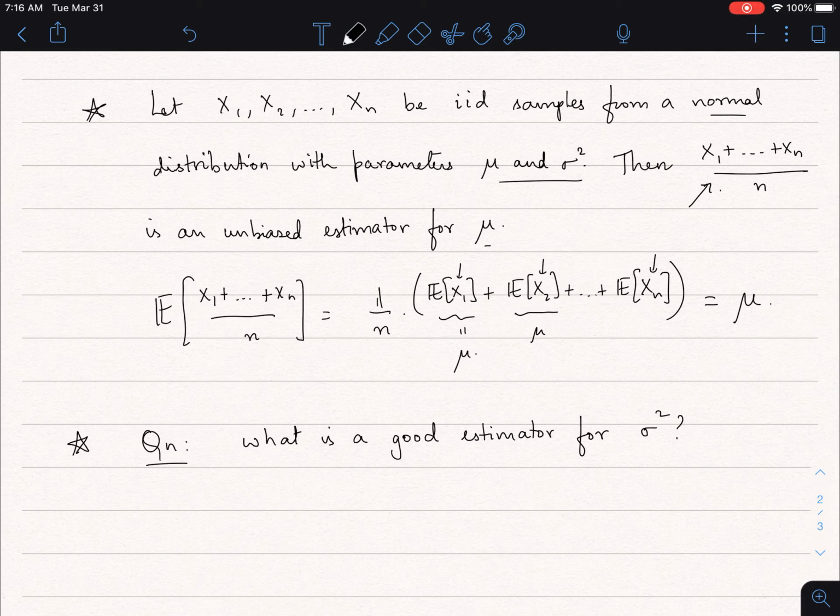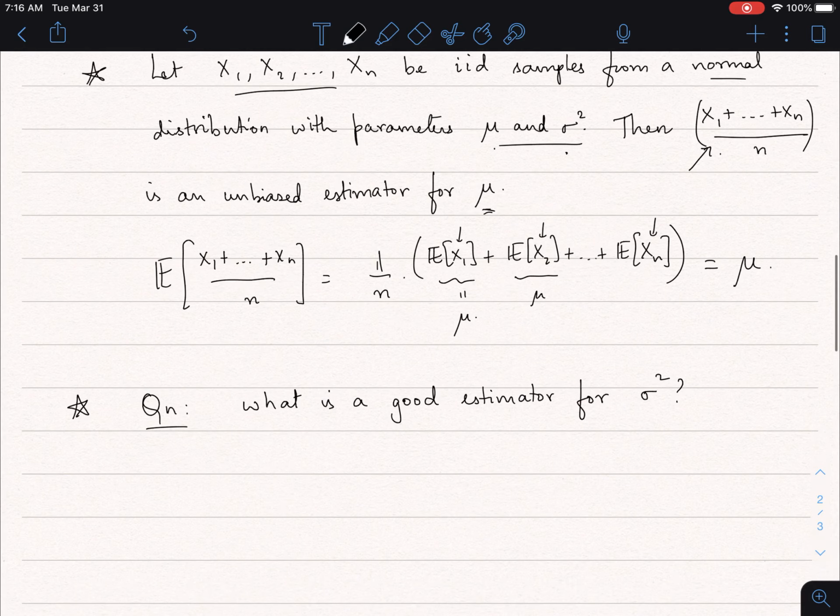Okay, so if you have data from a Gaussian, a Gaussian has two parameters, one is mu and one is sigma squared. I told you that this quantity is an unbiased estimator for the mean, which is mu. Now, what is a good estimator for the variance? That's the first question we'll try to answer.